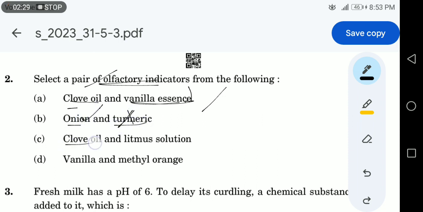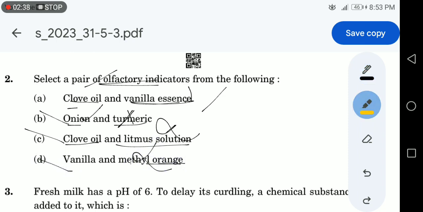So no. Clove oil and litmus solution. It also tells us color. So no. So these two options are not correct. Vanilla and methyl orange. No, it also tells us color. So the correct answer is option A.